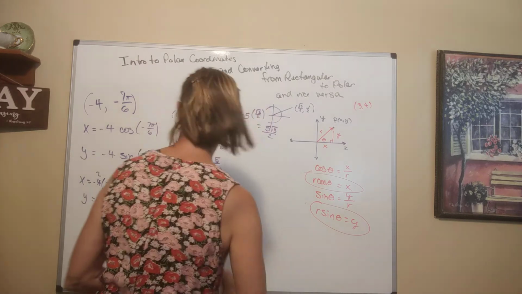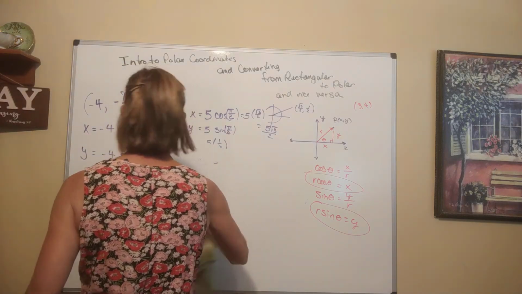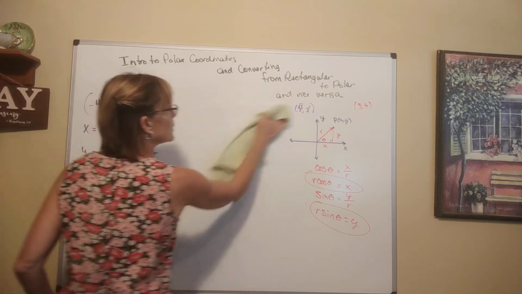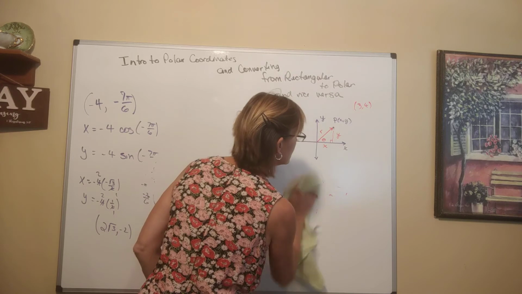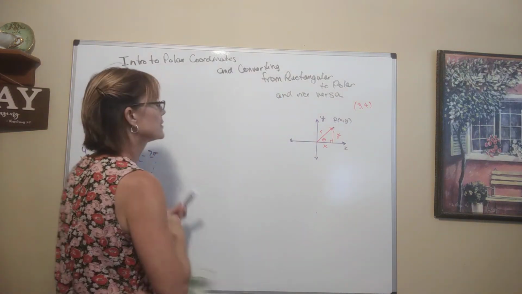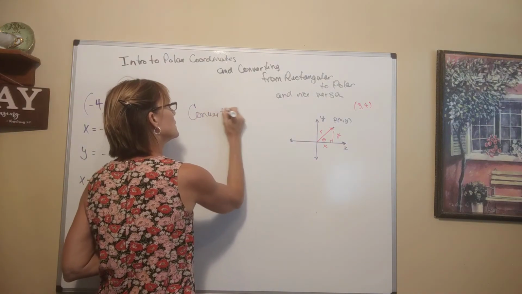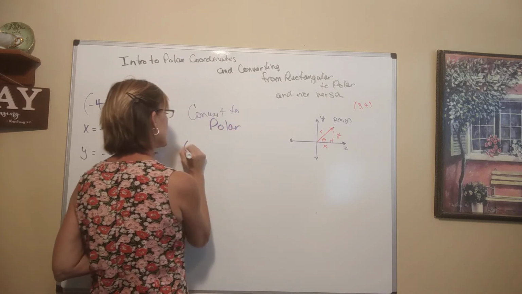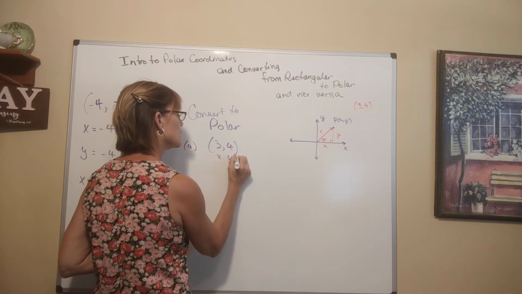And so, let's see here. What if we are given this point, 3, 4, and we have to convert to polar? So right here, let's say we're given the point 3, 4. So we know that this is x and this is y.